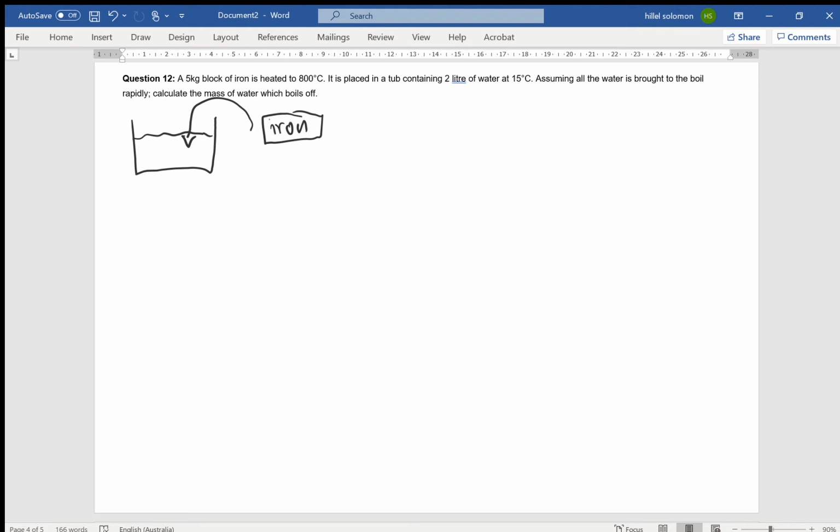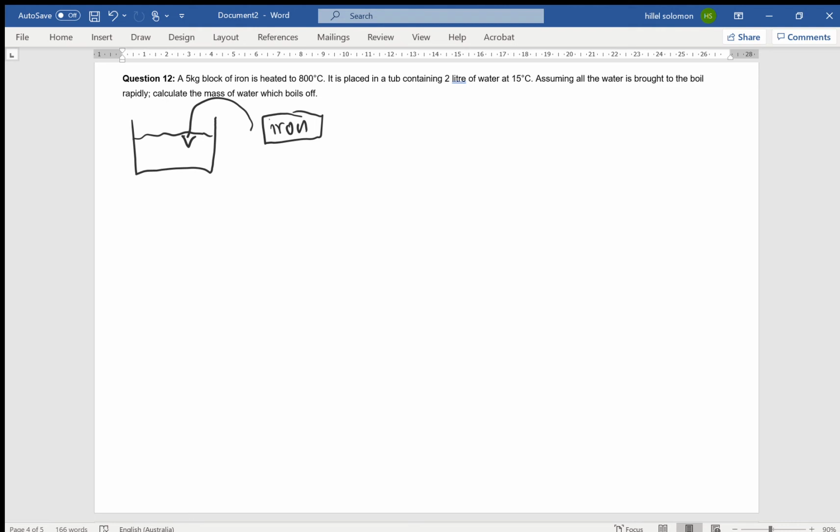But in order for some of it to boil off in this question, all of it is going to get up to 100 degrees. That's at least the assumption in this question, even if it's not always what happens in reality. Okay, so let's see how this is going to work. If the water's all getting up to 100 degrees, then the iron and the water, when they reach thermal equilibrium, are going to be at 100 degrees.